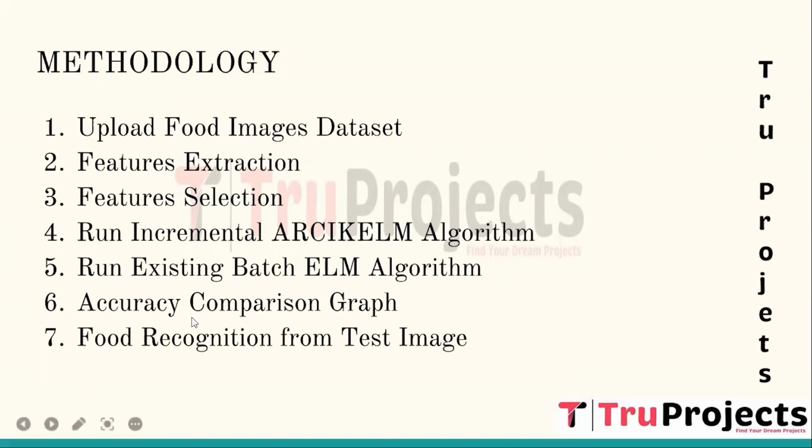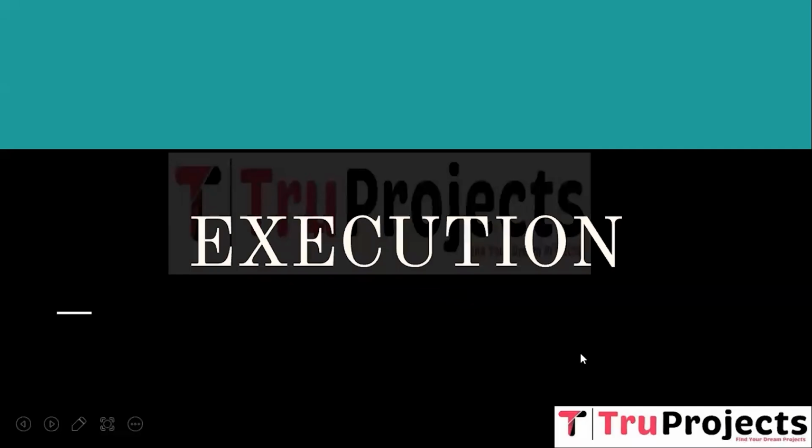And the sixth module is Accuracy Comparison Graph. This module generates a graph that compares the accuracy achieved by both algorithms that were used in this project. And the seventh and final module is food recognition from test image. This module enables food recognition by utilizing the trained model to classify and identify the food items in the test images.